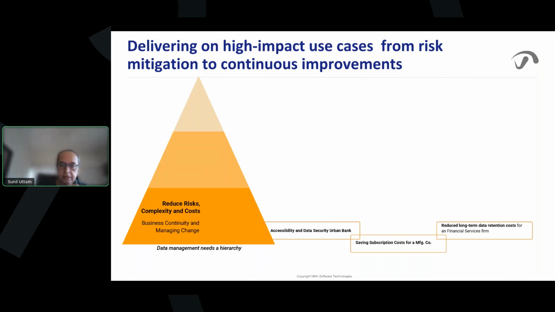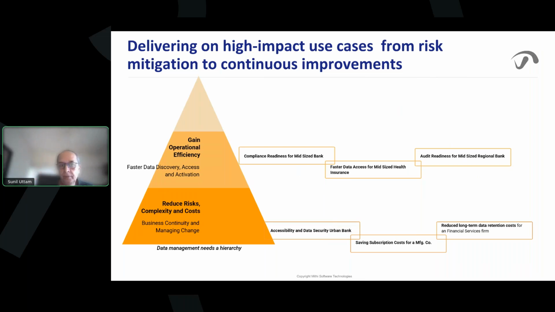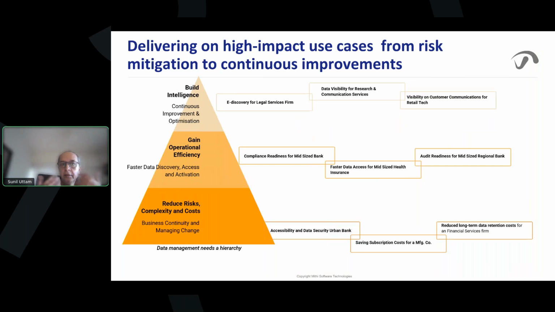We cover all of these, and we have documented 3 case studies of an urban bank, a manufacturing company, and a financial service firm, showing how they have benefited from this foundational value from Vaultastic. Once risk is covered, you can then think about operational efficiency, which means that, okay, my data is all safe. Now, can I improve my compliance? Can I return audit queries much faster, maybe in a day instead of a month, and things like that. So you cover risk, you gain operational efficiency, and then you can think about intelligence.